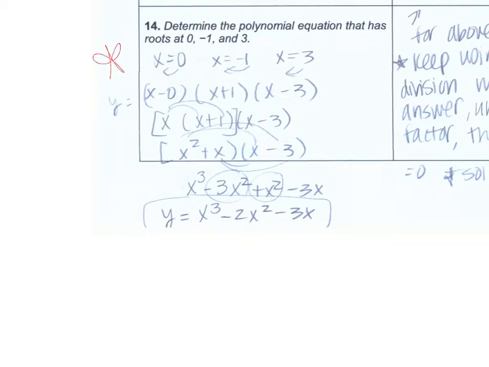Okay, this last part, number 14. If it says that 0, negative 1, and 3 are root zeros, x-intercepts, you say x equals 0, x equals negative 1, x equals 3. Those are the x-intercepts. So to write them as factors, you need to bring the number on the same side as x and put parentheses around.